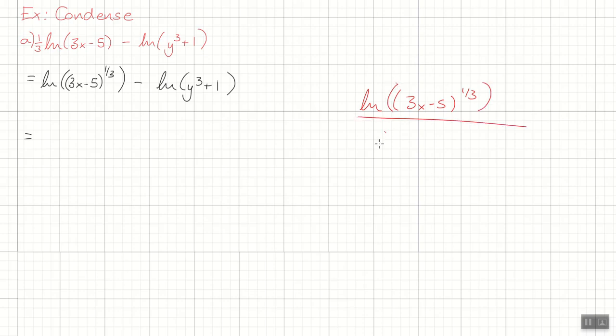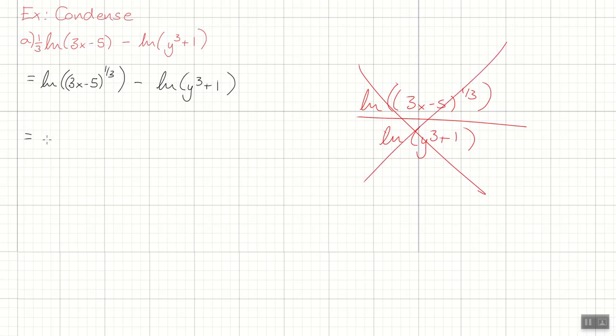People will try to do this. And I understand completely why you would try to do this, because you see the subtraction and you're trying to divide. That, however, is not the quotient property. That's a different property that we learned yesterday. This is change of base. Only the arguments divide, not the logs themselves. Easy mistake. This is how you would evaluate log base y cubed plus 1 of 3x minus 5 to the 1/3, which is awful. No idea what it is. Can't tell. Okay, we're going to avoid this. This doesn't work.